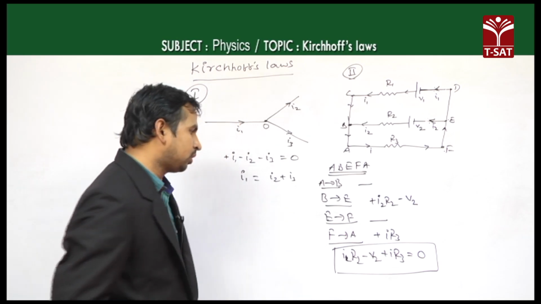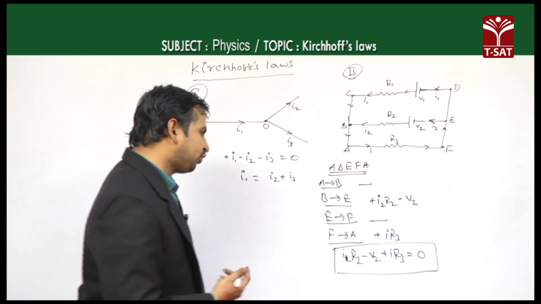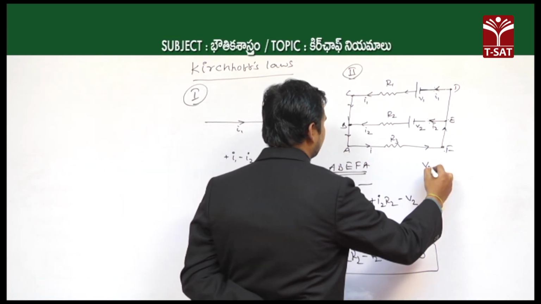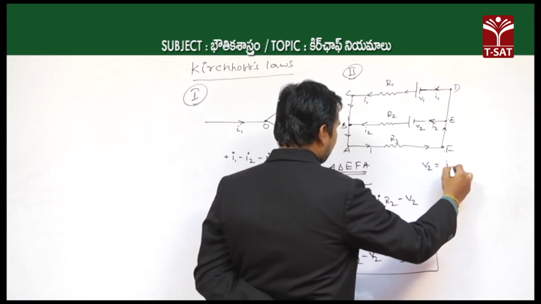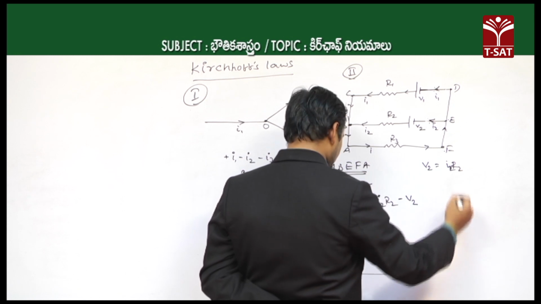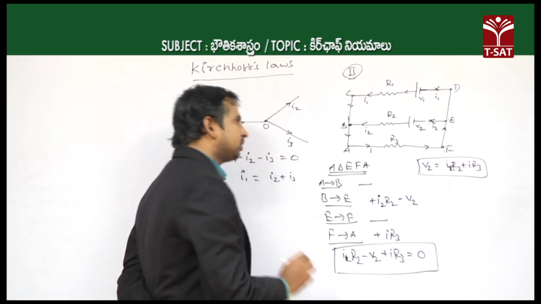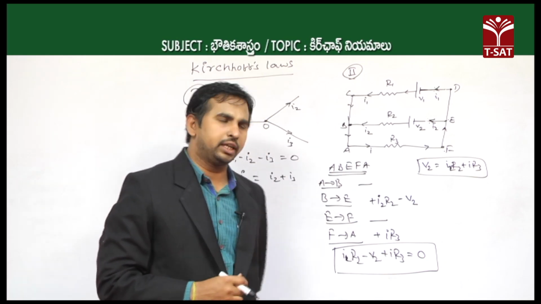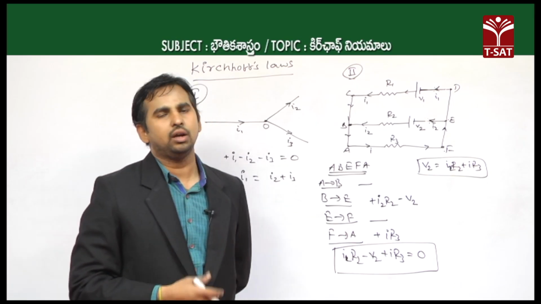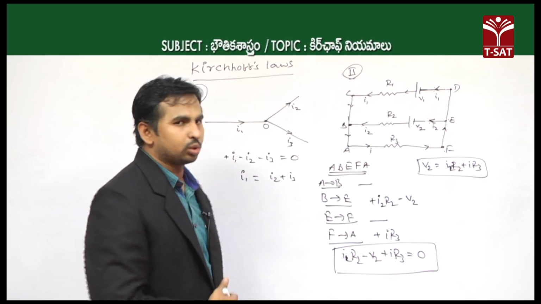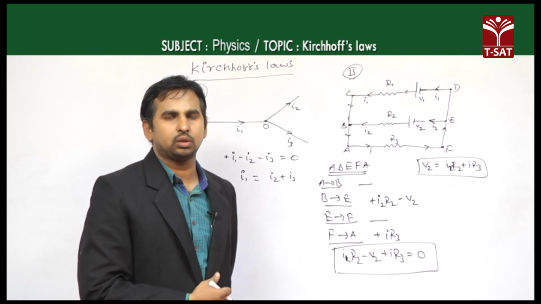This is nothing but the Kirchhoff voltage law. From this, we can write minus V2 moving to this side becomes plus V2, equal to I2 R2 plus I R3, because R2 and R3 are in series. So V2 is equal to I2 R2 plus I R3. This is called Kirchhoff voltage law. So one is the current law and another is the voltage law.